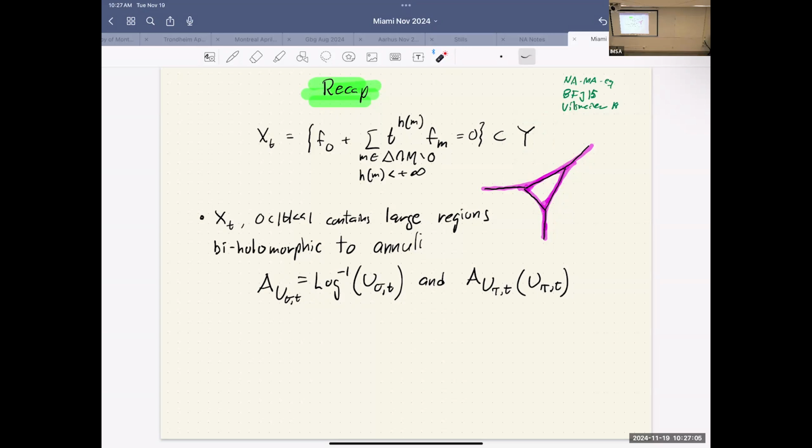And one major point with this is that for small t, these Calabi-Yau manifolds contain large regions which are biholomorphic to annuli. So they're the inverse image, under the log map, of some open patches in R^n. More precisely, these open patches are subsets of P sigma of star M sigma.